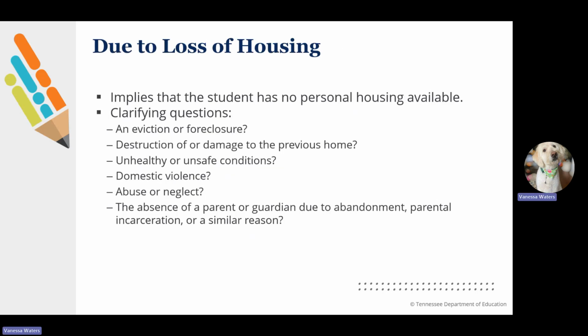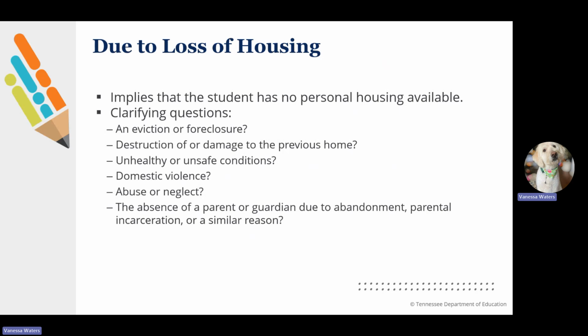Now let's look at loss of housing. The family, student, or unaccompanied homeless youth have no personal housing available. So some clarifying questions that could be used to help determine McKinney-Vento eligibility. Was there an eviction or foreclosure that forced the family from their living situation? Or is there destruction of or damage to a previous home, maybe a natural disaster, a flood, maybe it was unsafe due to mold, mildew, or unsafe conditions? Are they fleeing domestic violence?